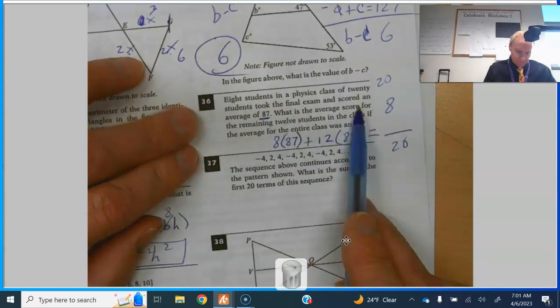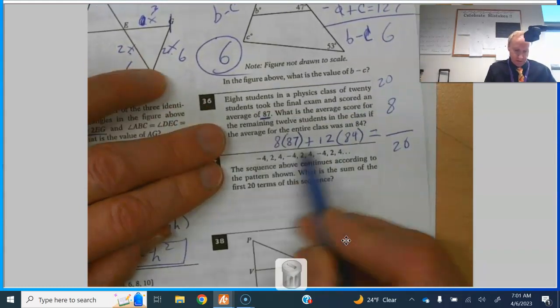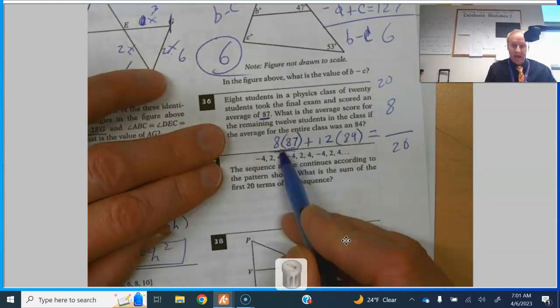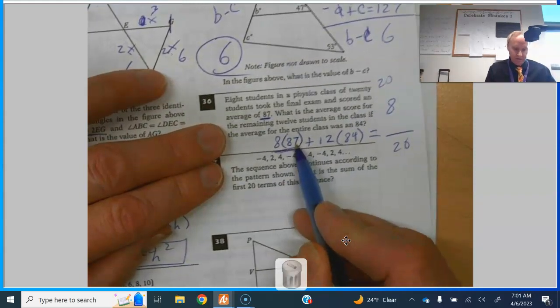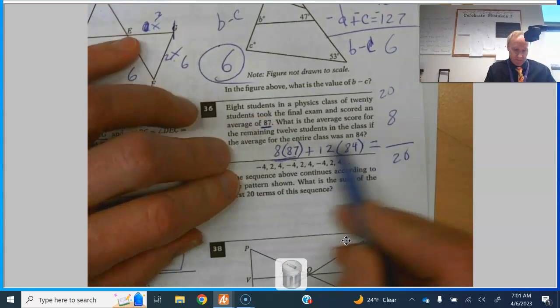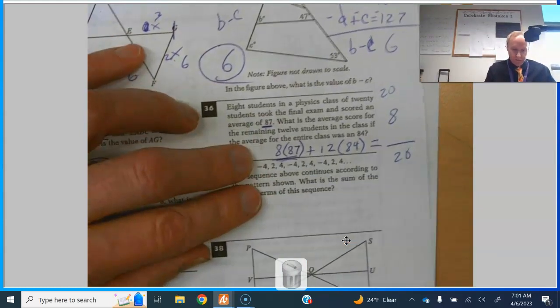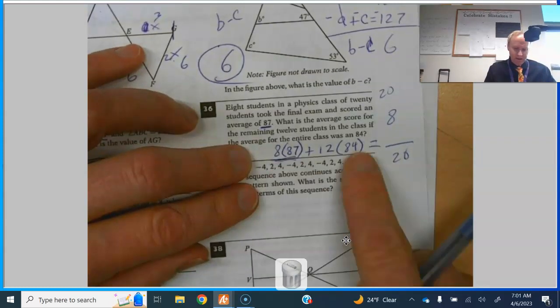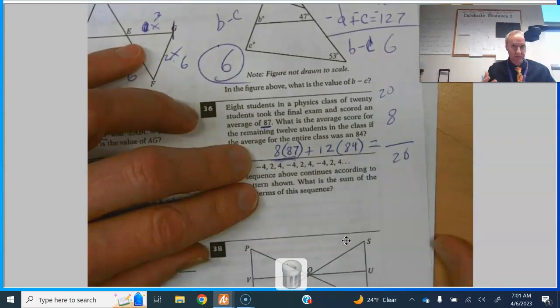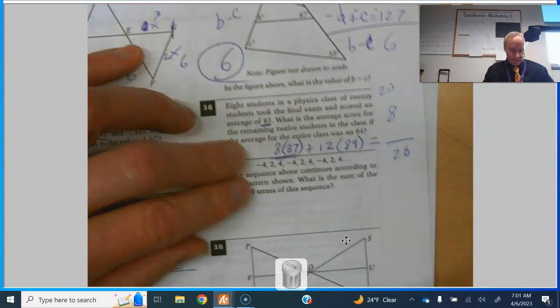So 8 students had an average of 87. So I could pretend like those 8 students all got 87s. And the remaining part of the class all got 84s. And then I'm just going to take an average. It's kind of like a weighted average, a little different, a little more thinking involved in that.